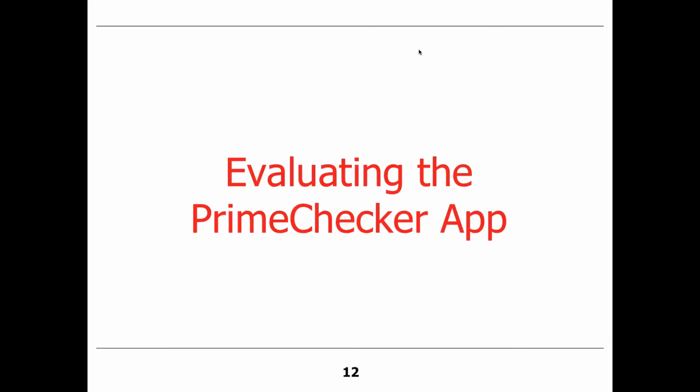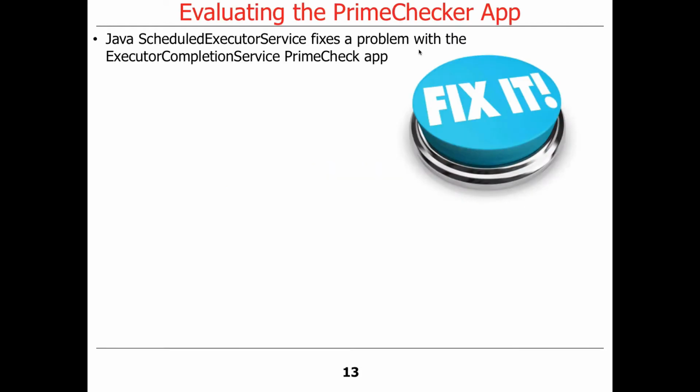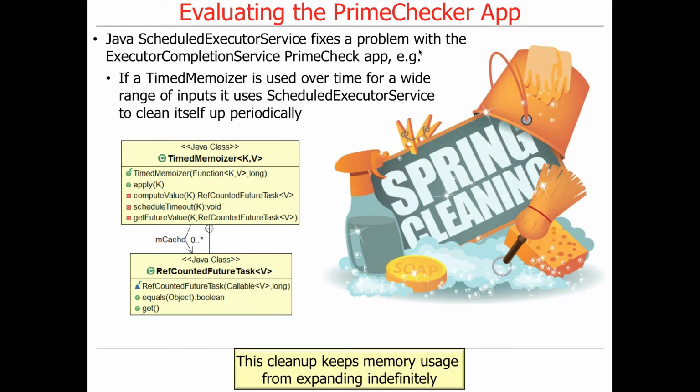OK, so let's now go ahead and talk about the PrimeChecker app, and I'll run it for you later. The main thing it does is it fixes a problem we had with the Executor Completion Service version, the one we looked at last time. What it does, basically, is it has this thing called a TimedMemoizer. And the TimedMemoizer has some real cool logic in it using a ScheduledExecutor service in order to purge the items in the cache when they become stale. And I'll talk about what stale means in a second.